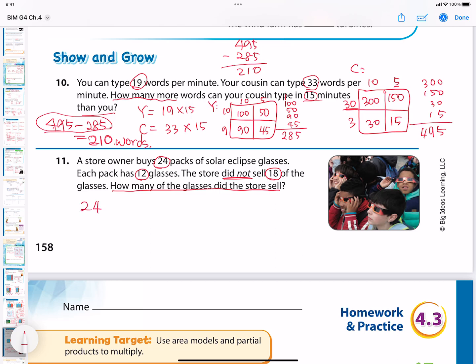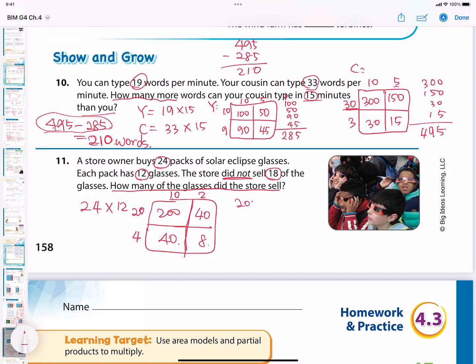So now 24 packs and each pack has 12 glasses. Let's find out how many glasses they had. I'm going to split that into 20 plus 4 and 10 plus 2, 12. 20 times 10, 200. Now 20 times 2, 40. Now 4 times 10, 40. And 4 times 2 is what? 8. So it's going to be 288.